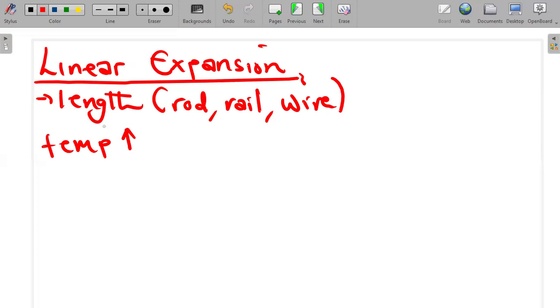And we can actually explain this type of expansion using an equation. How can we find how much length a particular substance has gained after being supplied with thermal energy, or after its temperature has been increased? We use this formula: change in length is equal to alpha multiplied by the initial length of that particular material, multiplied by the change in temperature.